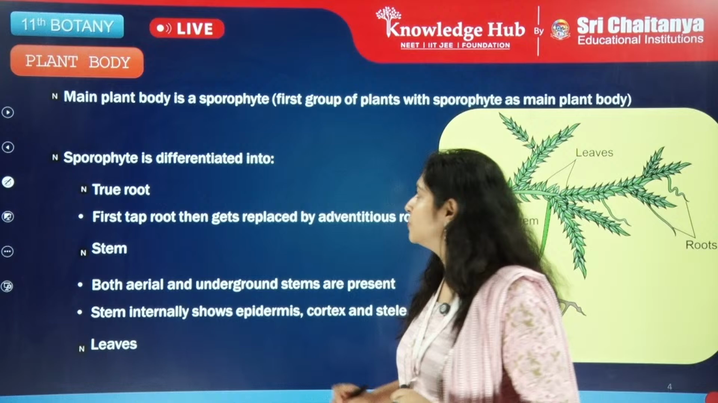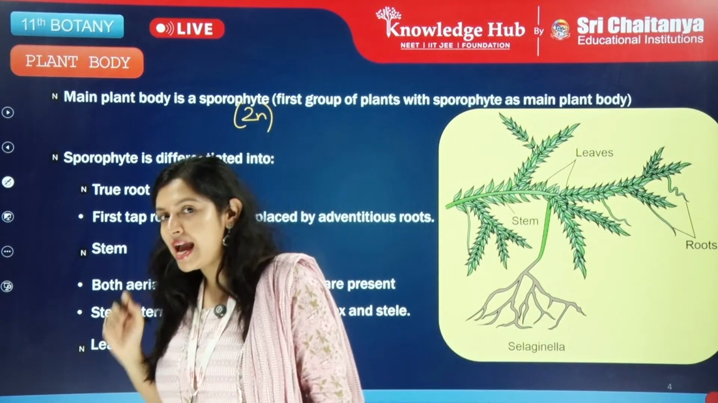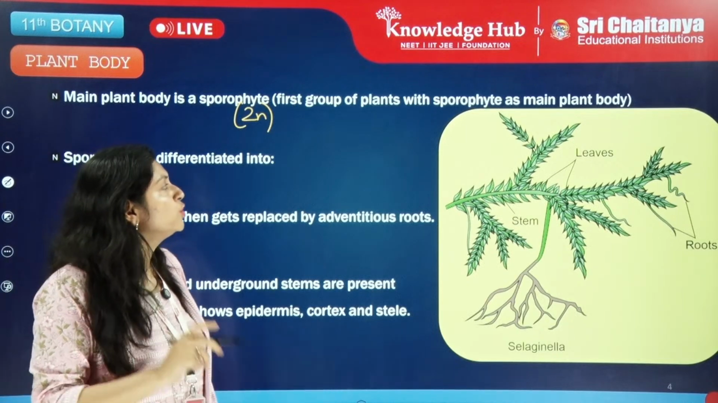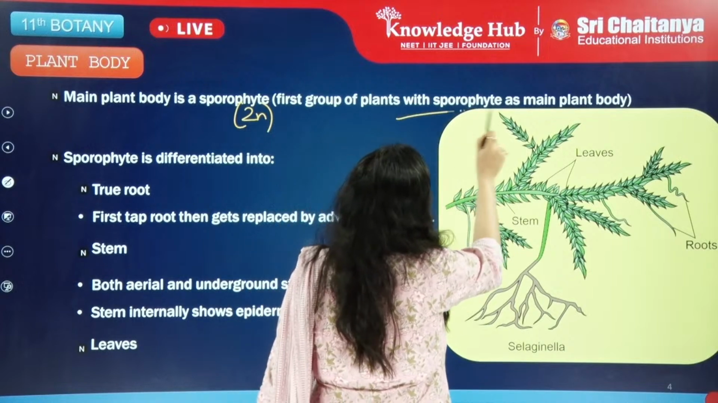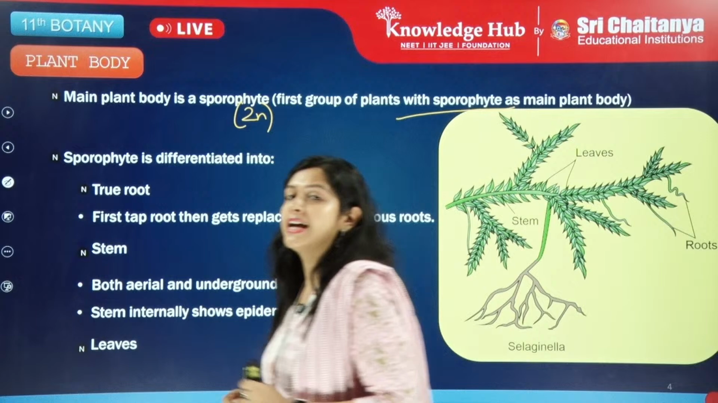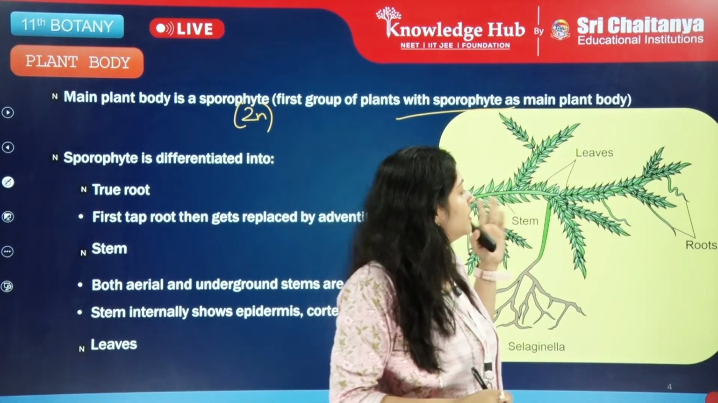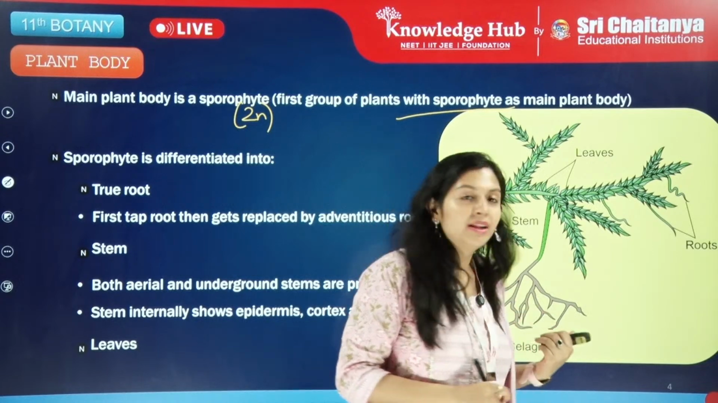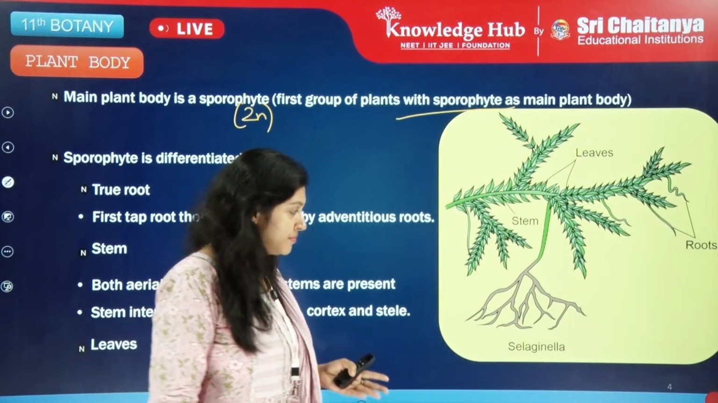What is the configuration of the sporophyte? Sporophyte is 2N. And this is the first group of plants with the sporophyte as a main plant body. Okay, so sporophyte as a main plant body, this is written here. So we have the leaves, roots, stem and all these things which are present in a Selaginella.